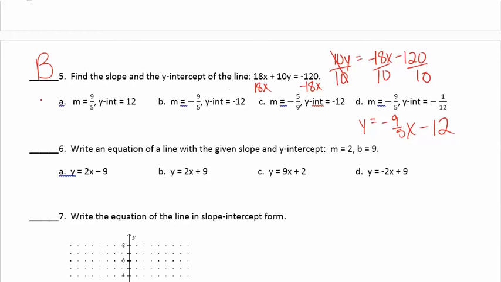Number 6, you're just simply writing the equation, and if you look at the answers, they're all given to you in slope-intercept form, so you're just plugging in a 2 for the m, and you're plugging in a 9 for the y-intercept or the b, so you should have y equals 2x plus 9, which is answer B.